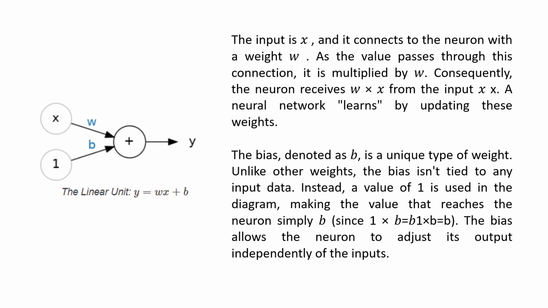Basically, a weight is something that we need to tune when we want our model to have optimal performance. That's based on experimentation, and also depends on the result and the needs of our case. Here, the bias is denoted by b. This is actually a type of weight. Unlike other weights, it is not tied to any other input value. Instead of the input, the value that reaches the neuron is simply 1, as used in the diagram. This allows the neuron to adjust its output independently of the inputs.